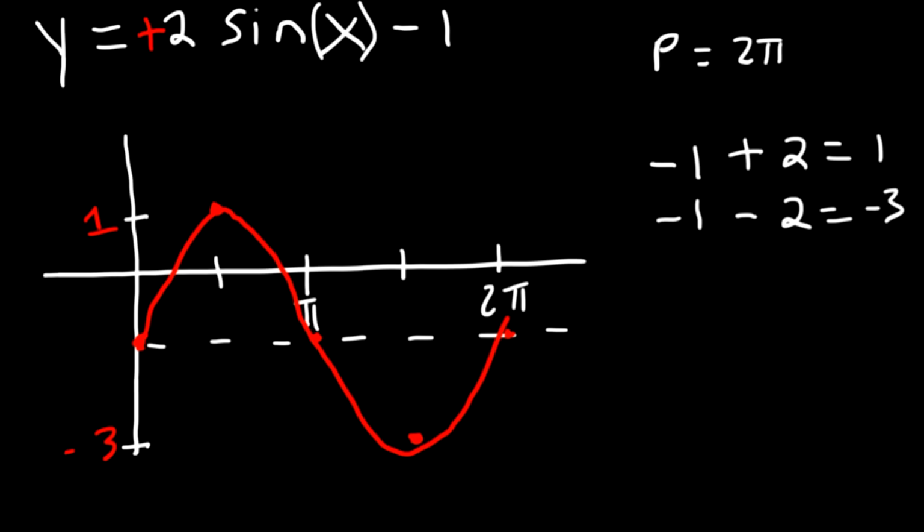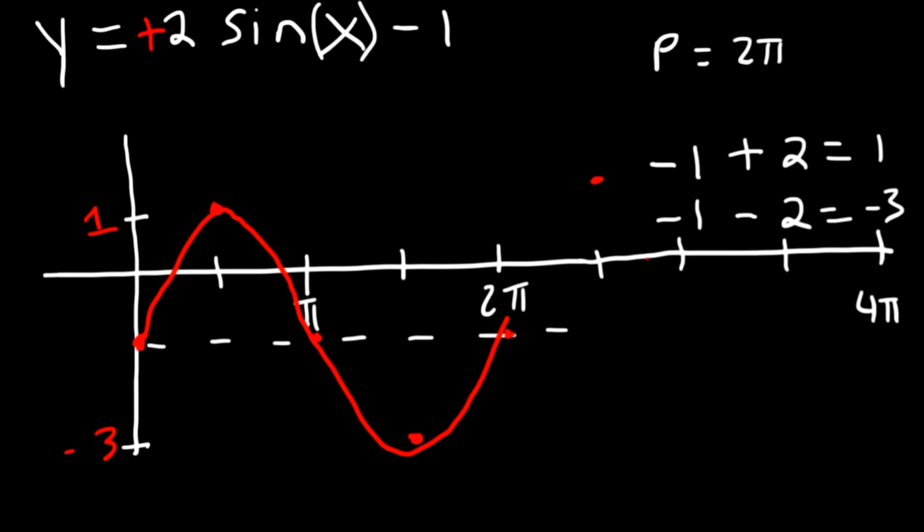Now, if you need to graph another cycle, simply extend the graph. So we can continue it. The next cycle will end at 4 pi because the period is 2 pi. Now, it's easy if you plot the points before graphing it.